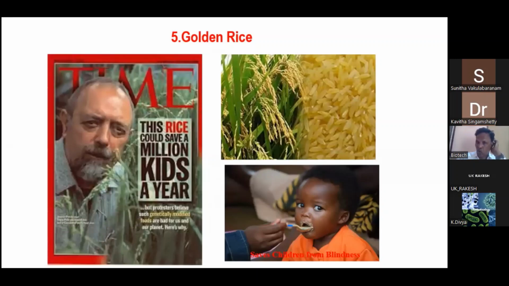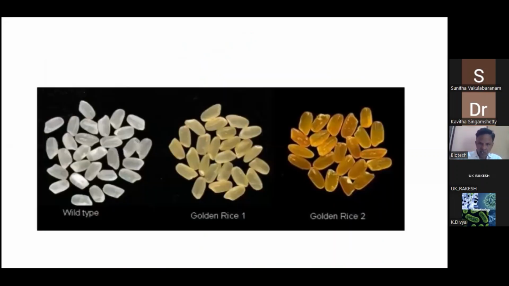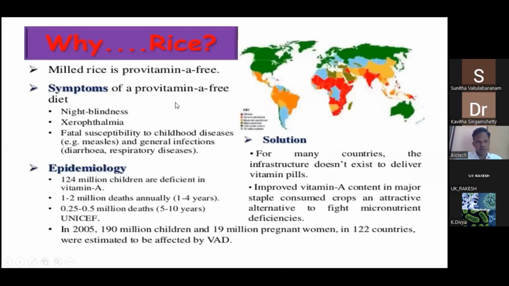Then the next one is golden rice. Why are we interested in golden rice? Why do we want to produce more rice which is having vitamin A? Because children suffer. Children suffer from night blindness, from xerophthalmia, and then they have the general childhood diseases and infections also. All this is because they don't have vitamin A sufficiently in the diet that they take.